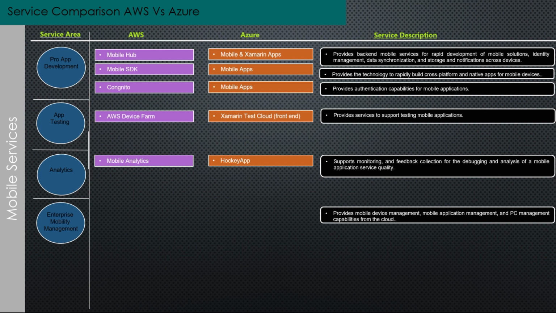Let's talk about the fourth service area, that is, Enterprise Mobility Management. AWS provides no services for now. Azure provides Intune.